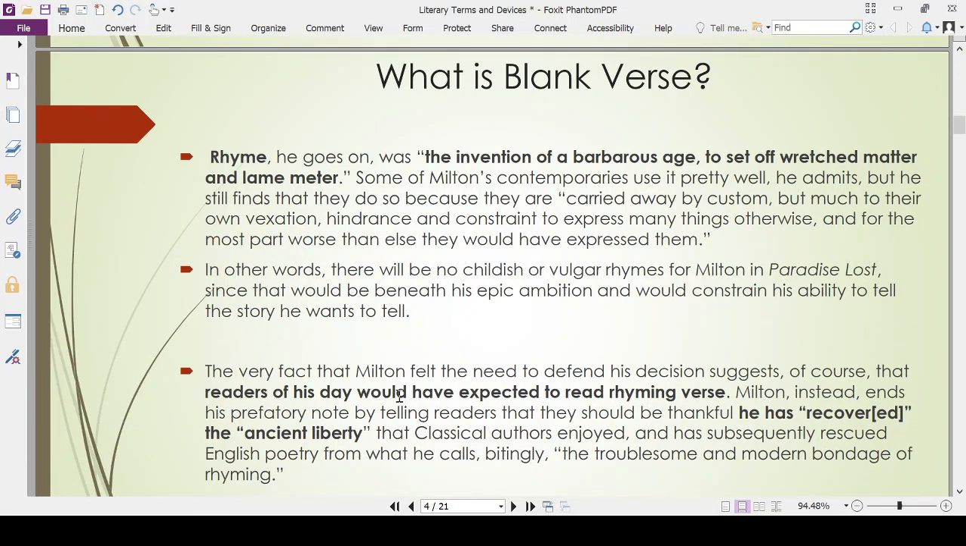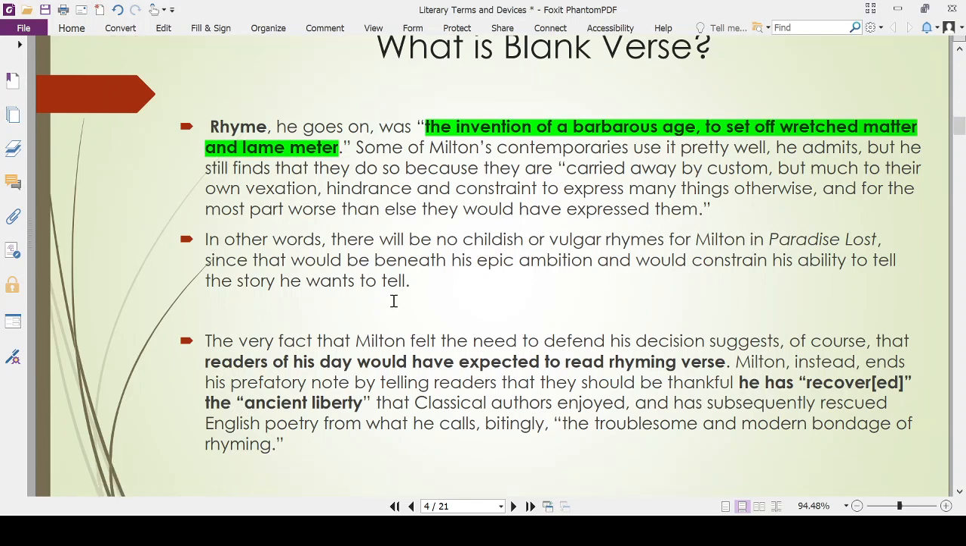Milton doesn't stop there. He goes on and he justifies his use of blank verse. And he says, rhyme was the invention of a barbarous age to set up wretched matter and lame meter. Now, he confesses that some of his contemporaries are actually using rhyme pretty well, but he also says that they are carried away by this rule, and this tradition is quite restrictive and curbs their creativity, okay? And so that's why he says that I don't want to be restricted by this ludicrous rule of poetry which forces me to find words which sound like each other. So this is meaningless for Milton.